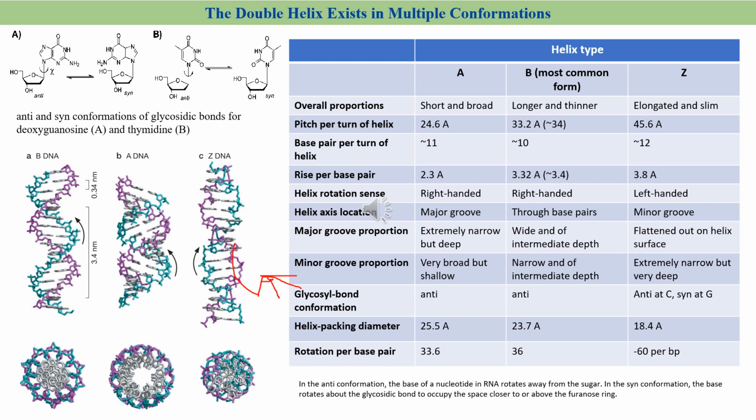Helix packing diameter means the diameter of this helix. It is the least for Z DNA, that is why it is elongated and slim, and more for A DNA, that is why it is shorter and broad. While rotation per base pair means that between each base pair there is an angle of 36 degrees, and that is why there is a turn. Got it?